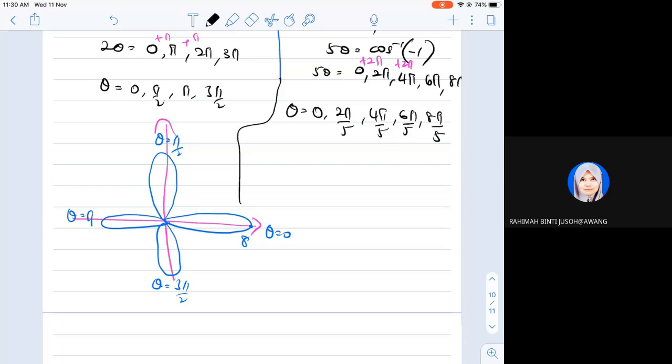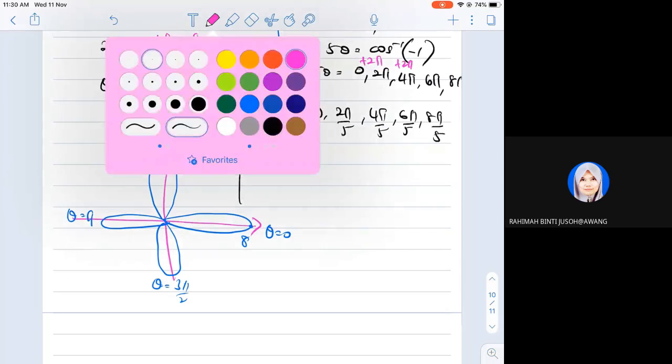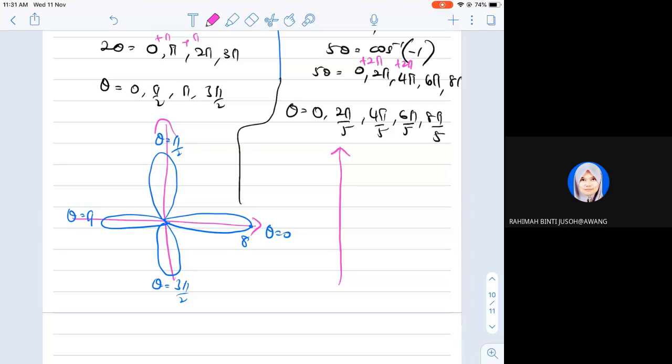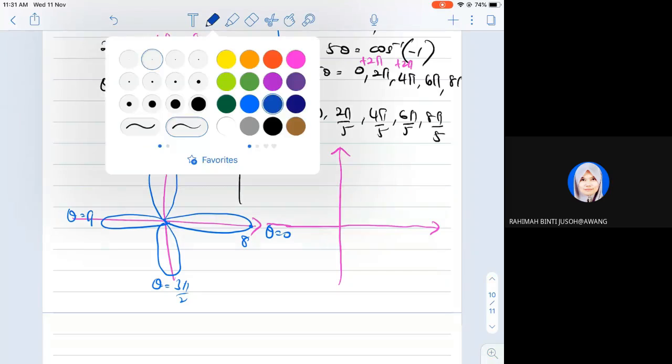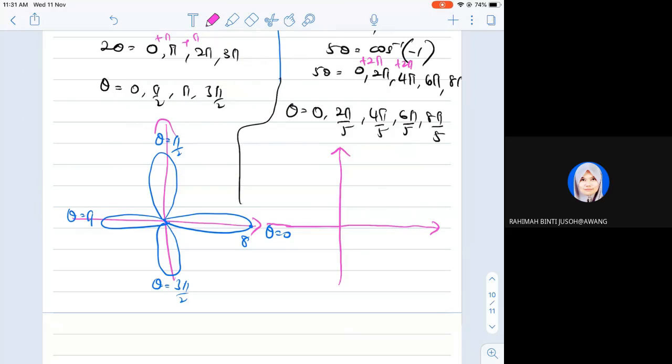Okay. So if we plot the graph, the petals number 5. So 2 pi over 5, we will have 2 pi per 5. If we convert to degrees first, multiply by 180, you will get 72 degrees.